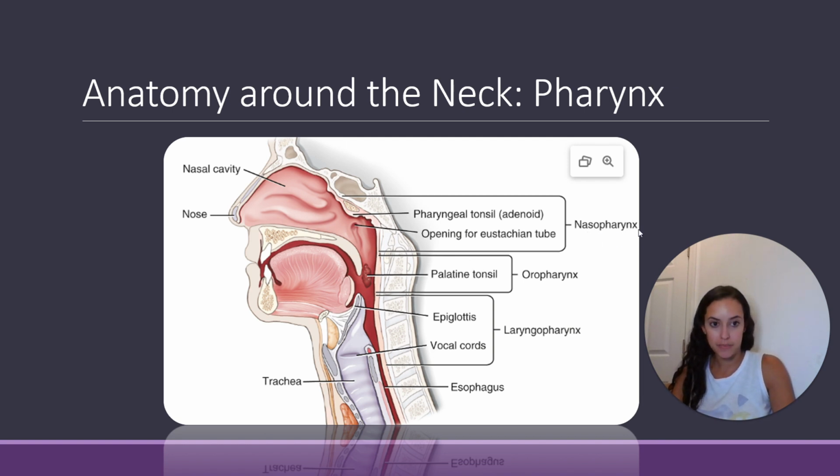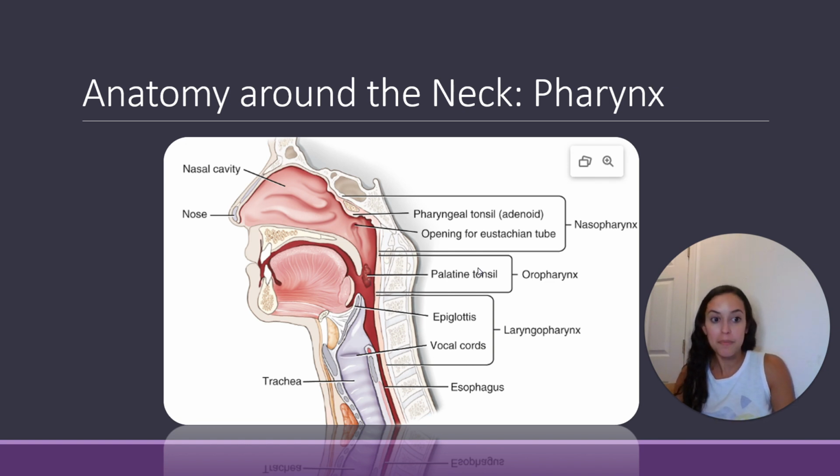So this is again the membranous area that we're talking about. The nasopharynx lies in the nasal cavity where your nose is. This is your pharyngeal tonsil. We talked about those, the adenoids. Then it connects down to your oropharynx, oro referring to the mouth. And this is where your palatine tonsil is, right back here.